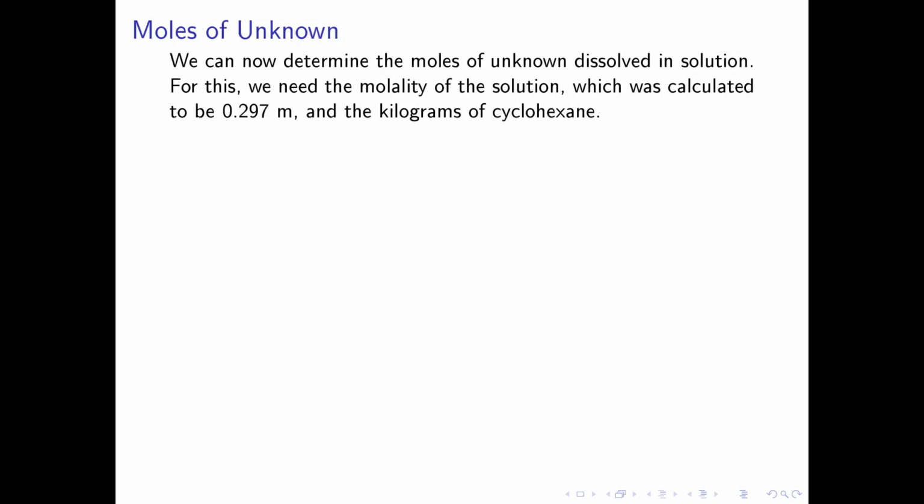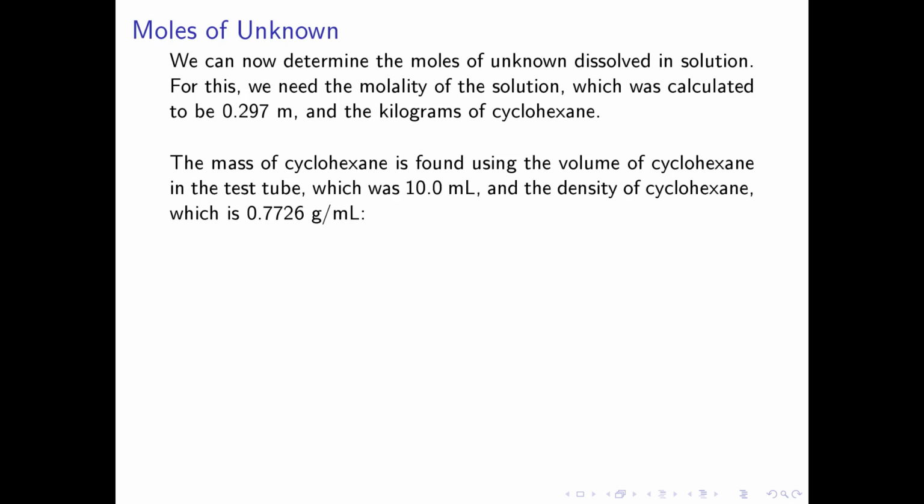We can now determine the moles of unknown that are dissolved in solution. For this, we need the molality of the solution, which we just calculated to be 0.297 molal, and the kilograms of cyclohexane. The mass of cyclohexane is found using the volume of cyclohexane in the test tube, which was 10.0 milliliters, and the density of cyclohexane, which is 0.7726 grams per milliliter.